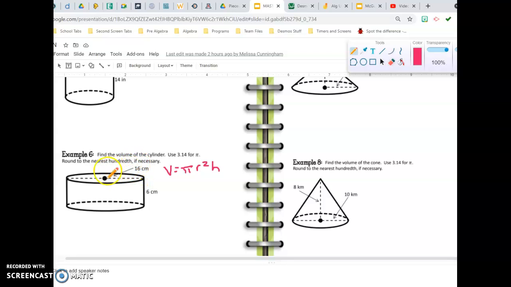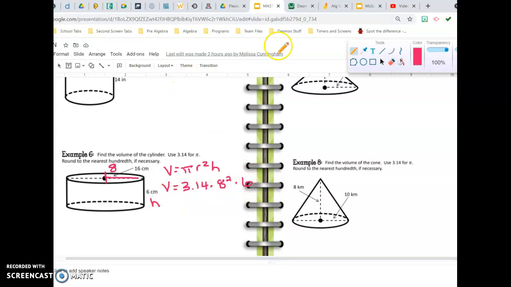So in order to find the radius, I only want to go halfway. And so half of 16 is 8. So you'll need to pay attention to make sure if you have the radius or the diameter. And then 6 is your height. So here's your volume formula, 3.14 times the radius 8 squared times the height of 6.